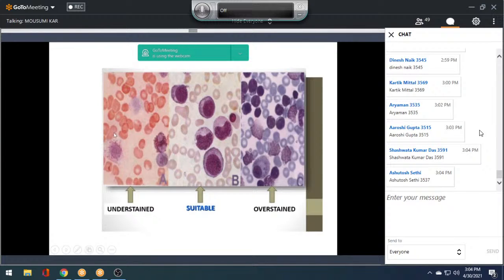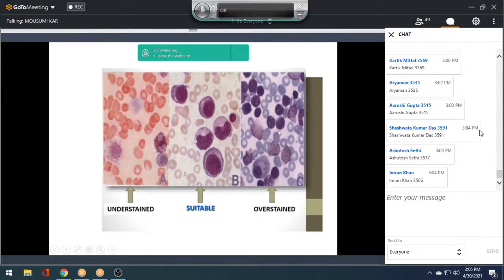Now this is just an idea of an understained smear. You can see something is there, but you're not really sure. This is ideal, and this is overstained. Everything is so dark that you're not able to understand much. So one more time, if it is overstained, what will you do?